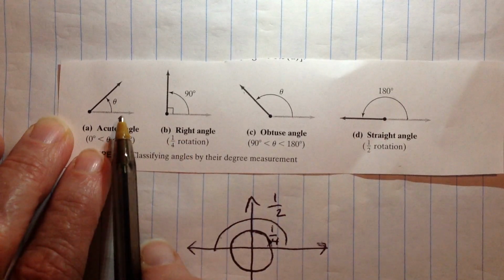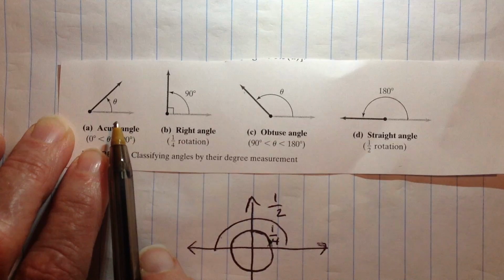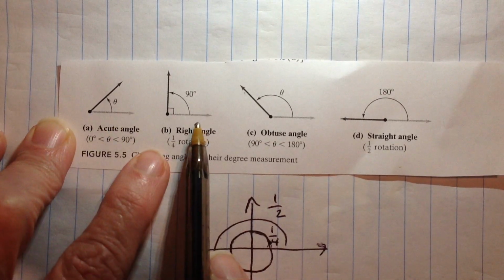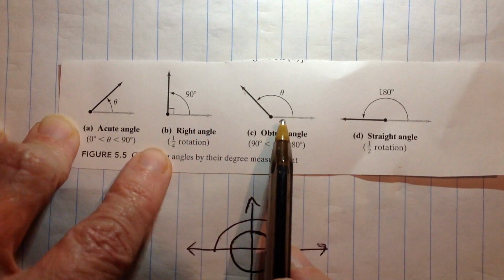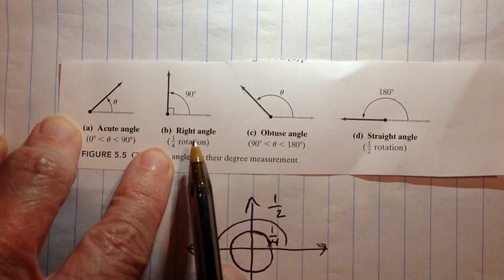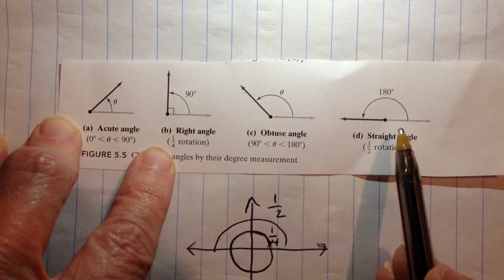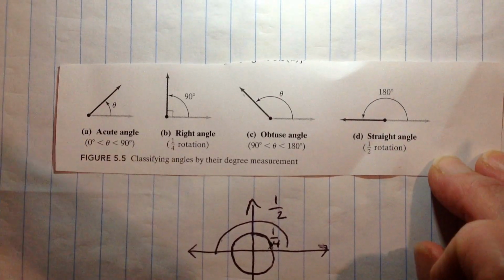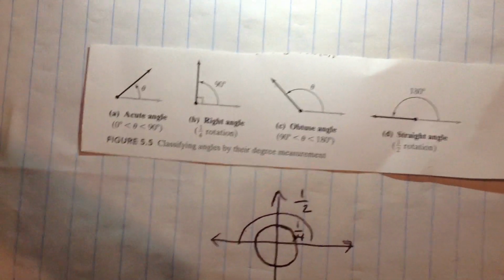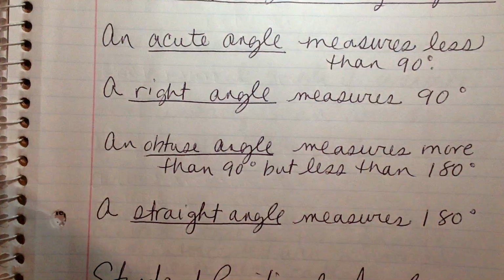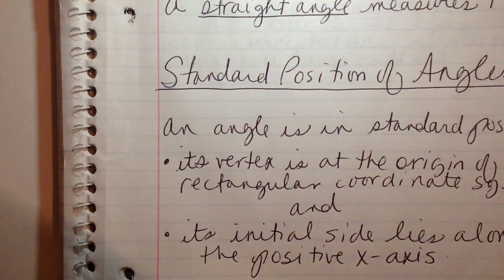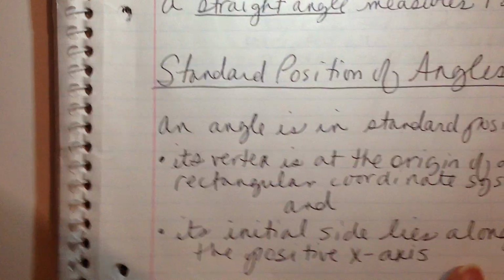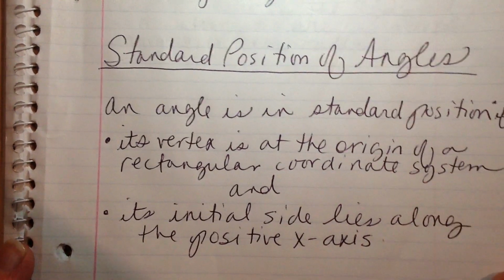So acute, or less than 90, greater than 0. A right is 90 degrees. An obtuse is greater than 90 but less than 180. And then a straight is 180 degrees. So I want us to be familiar with those types of angles. Next, I want to talk about standard position of angles.